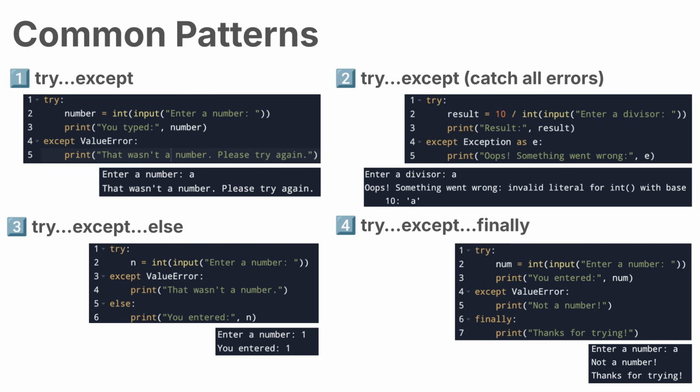And finally, the fourth pattern is try except finally. The finally block runs no matter what, whether there's an error or not. It's great for cleanup tasks like closing a file or showing a thank you message at the end. These 4 patterns, basic, catch-all, else, and finally, are the building blocks for handling errors gracefully in Python. They make your programs more reliable and friendly for users.